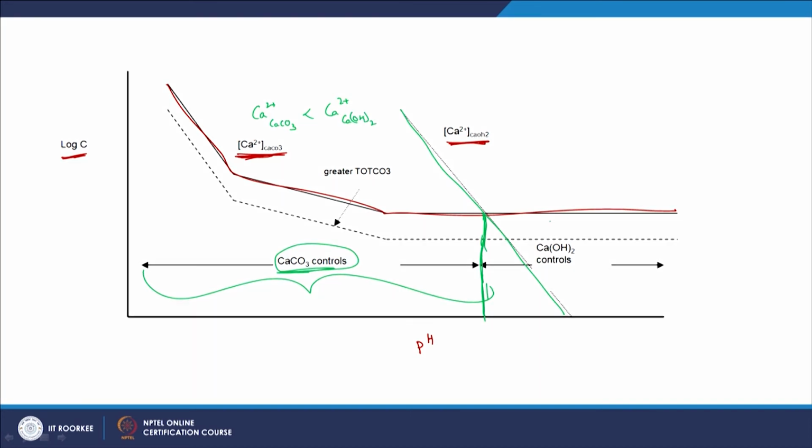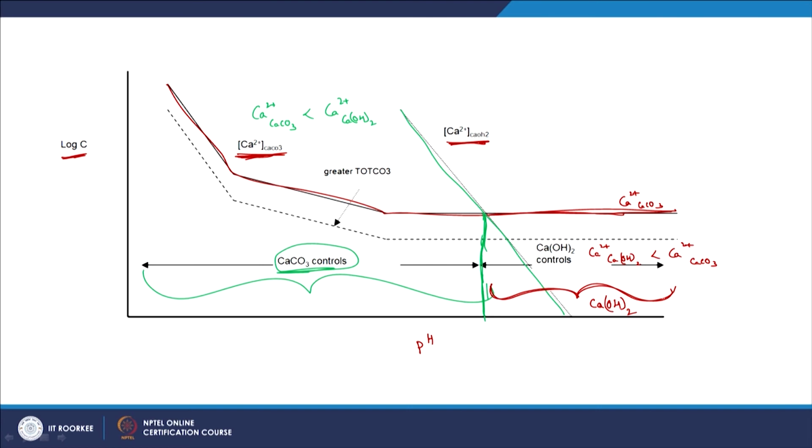But as you see in this other region, where is the CaCO3 concentration here? It's out here, Ca2 plus in equilibrium with CaCO3, the red line, but the green line is the Ca2 plus in equilibrium with Ca(OH)2. So in this particular region, the Ca2 plus in equilibrium with Ca(OH)2 is less than the Ca2 plus in equilibrium with CaCO3, and thus obviously in this region Ca(OH)2 is going to predominate.